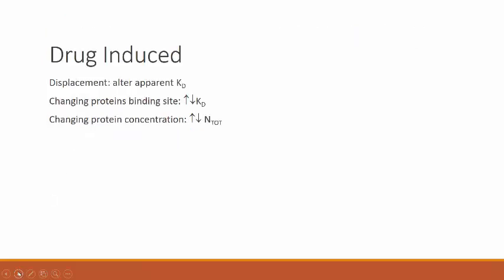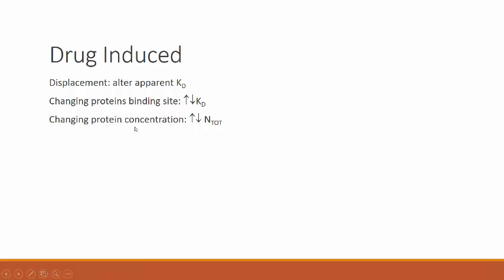Alright, I just went over that. You can also have drug-drug interactions. Those were all disease states, right? Here's drug-drug interactions. So when a drug is displaced, if there's a love triangle and one drug takes the place of the other, it looks like a change in apparent KD, which is that affinity constant. You can have changes in protein binding site, which will also affect that KD, or the affinity constant.